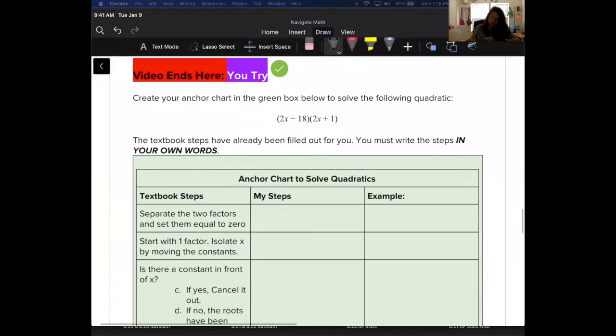For today's video, you're going to have your own U-Try. So what this means is that you're not going to submit any answers onto Edpuzzle. Instead, go ahead and fill out your document. You're going to create your anchor chart in the green box below to solve the following quadratic: 2x minus 18 times 2x plus 1. Again, the textbook steps have already been filled out for you. You must write the steps in your own words. So where it says my steps, it needs to be in your own words. And using this problem, you're going to put it into your example.